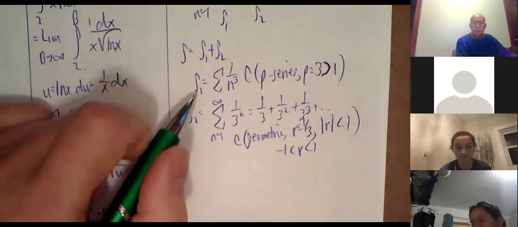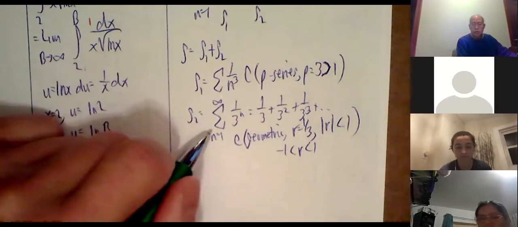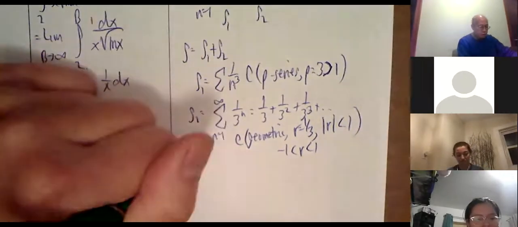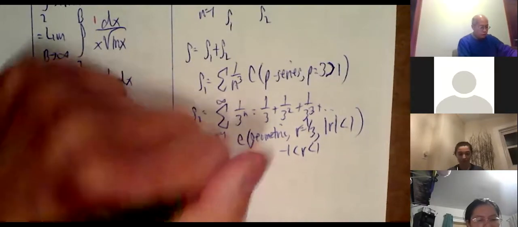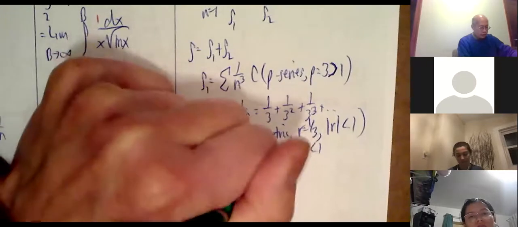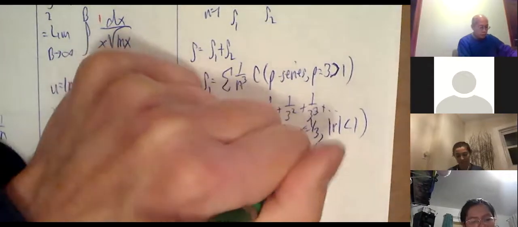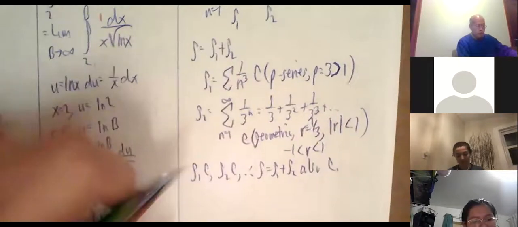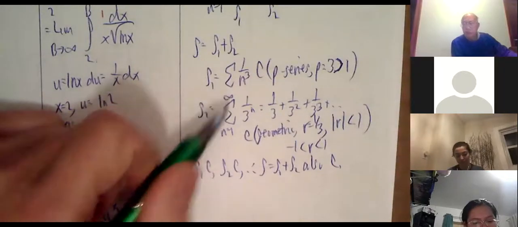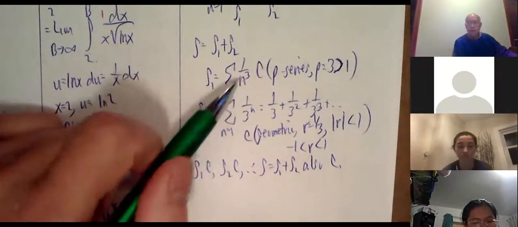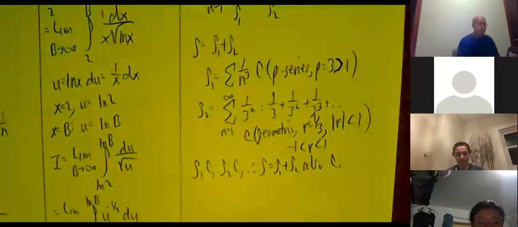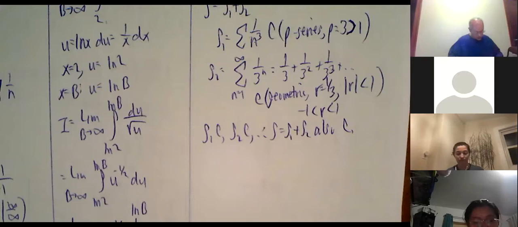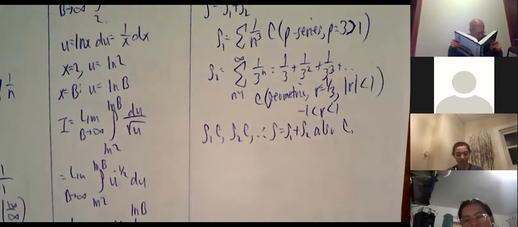All right, so series S1 converges, S2 converges, therefore S converges. So S1 converges, S2 converges, therefore S, which is S1 plus S2, also converges. This is a real number. What is the real number? I don't know. We don't care. It's a real number. This is a real number. A real number plus another real number is a real number. Okay, so that's that.